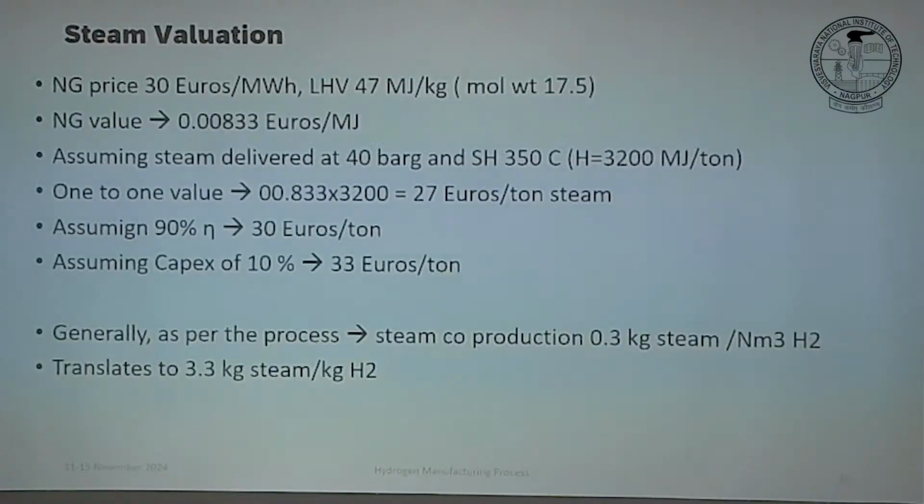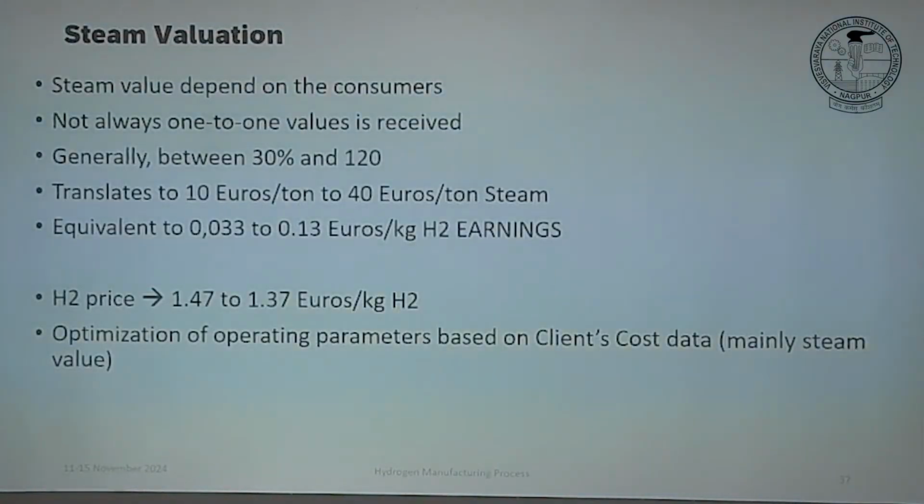So if I translate 3.3, it becomes 10 euro to 40 euro per ton of steam. We saw in the previous slide that for 1-to-1 it's somewhere around 33 euro per ton, but if I get only 30%, it's only 10 euro per ton of steam. So my hydrogen price will go down by either 0.03 or 0.13, so 1.5 is reduced to 1.47 or 1.37.